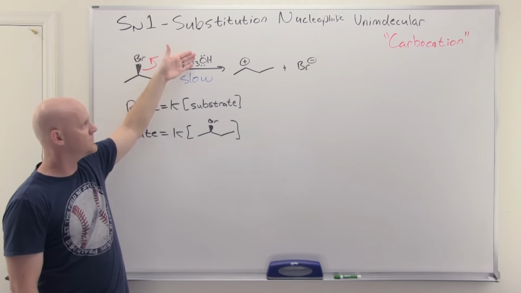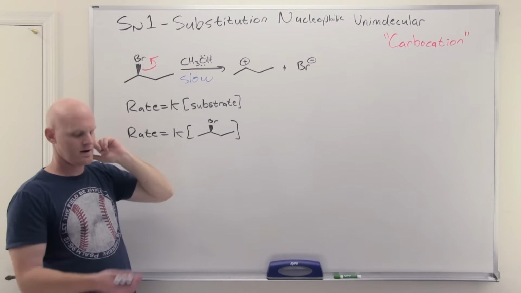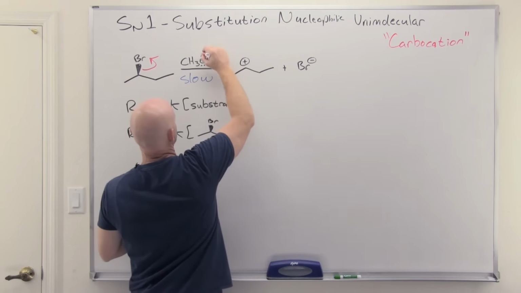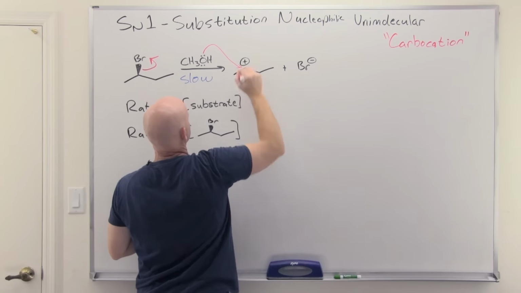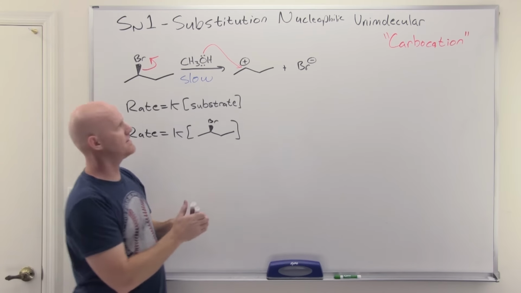So in this case, weak nucleophile, but your carbocation is so highly reactive, he doesn't care. He's like, I just need somebody, anybody. So your next step is nucleophilic attack. Cool, and oxygen's going to come and attach to that carbon right there.